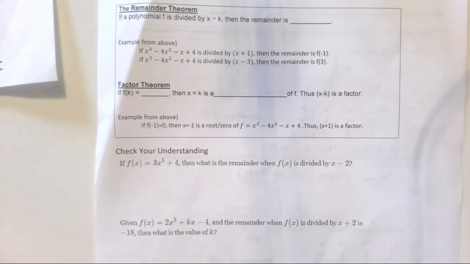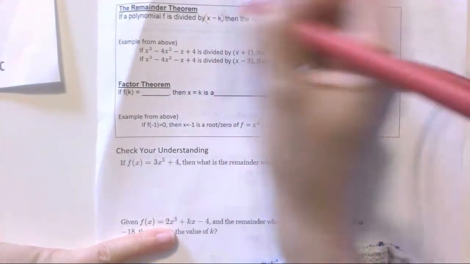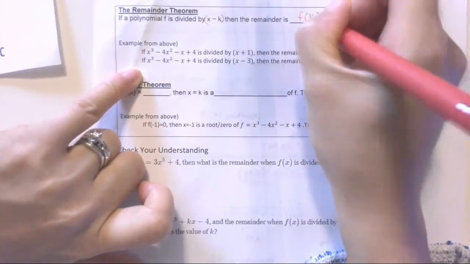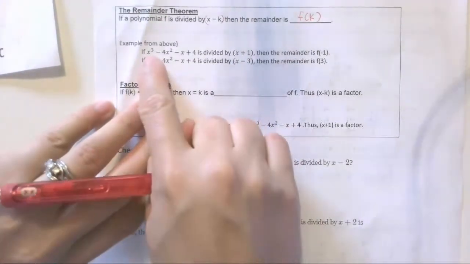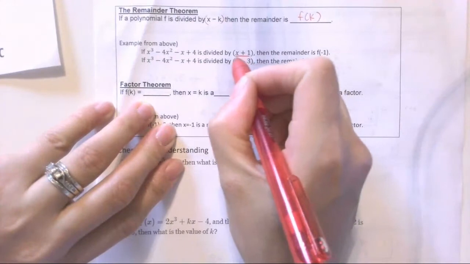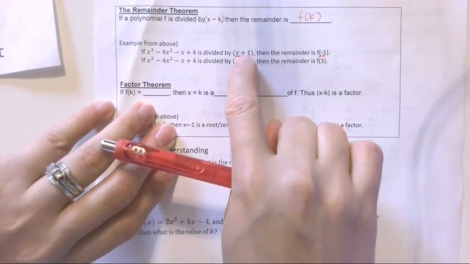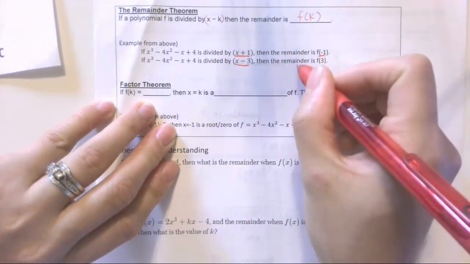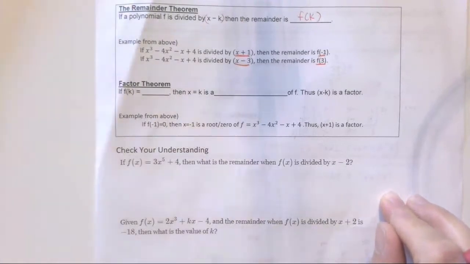So what does the remainder theorem say? If a polynomial is divided by x minus k, then the remainder is f of k. The remainder is f of k. Let me show you an example. Remember the previous page? We divided by x plus 1. And what was the remainder? F of negative 1, because the k value is negative 1 here. When you divide it by x minus 3, what will be the remainder? F of 3. And we saw it on the previous page. Remember that? Yeah, so that's what the remainder theorem is saying.